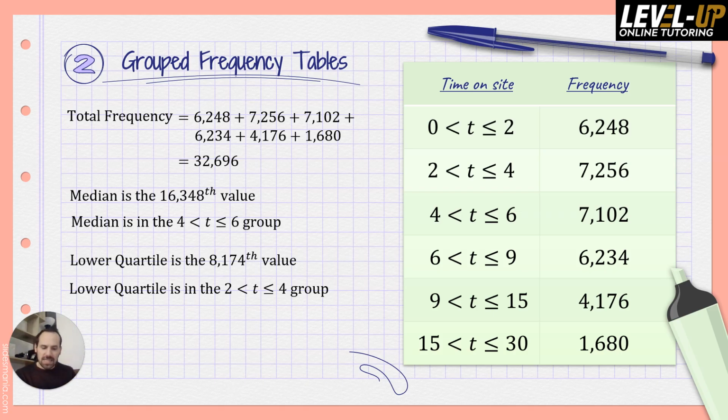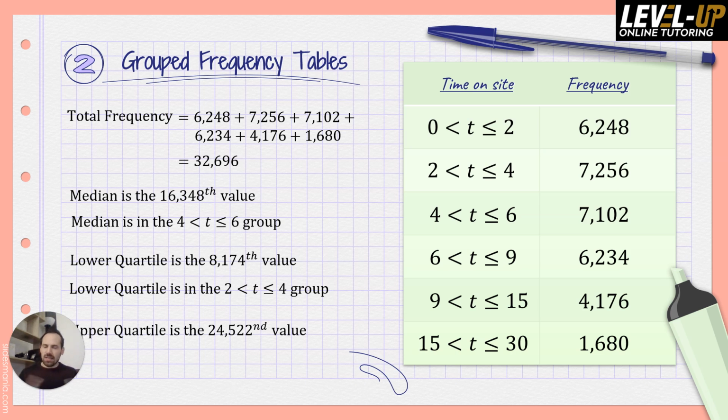And then likewise for the upper quartile, it's going to be this. Remember it's the 75% point. So we take the total frequency, 32,696, and find 75% of that. And so, you see these broad categories, they encompass like thousands of people.